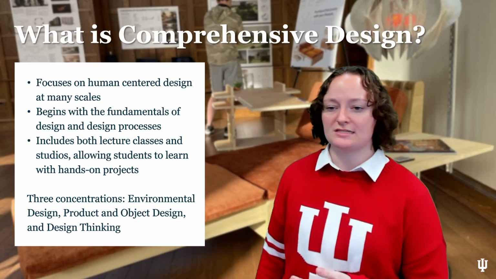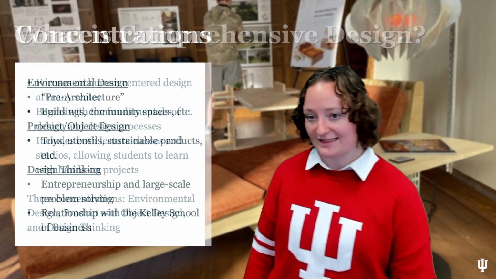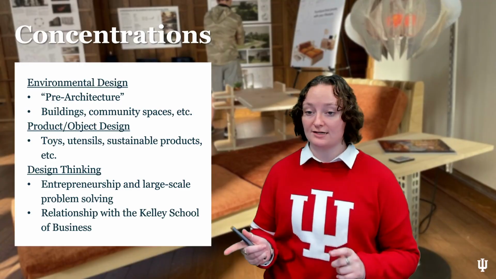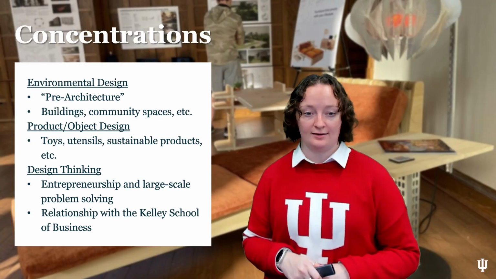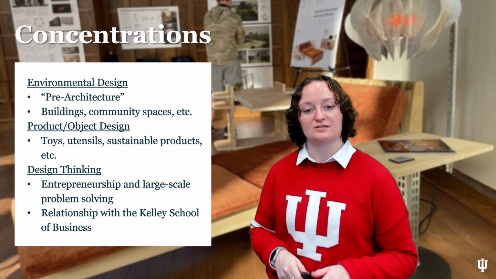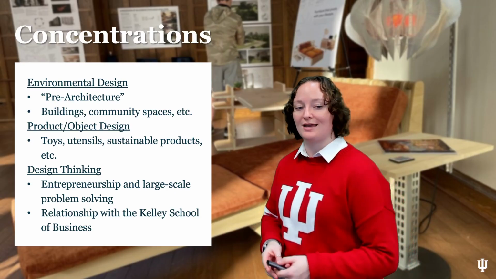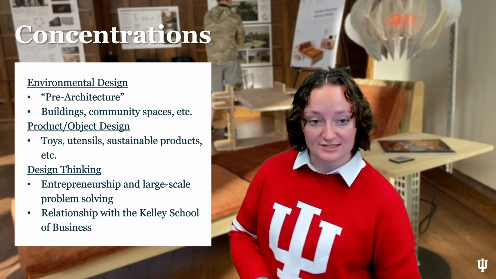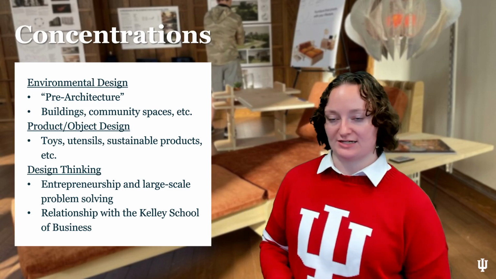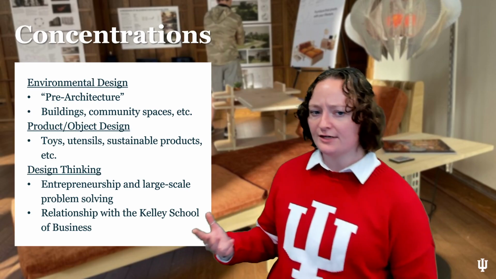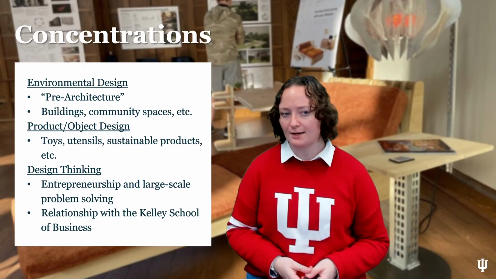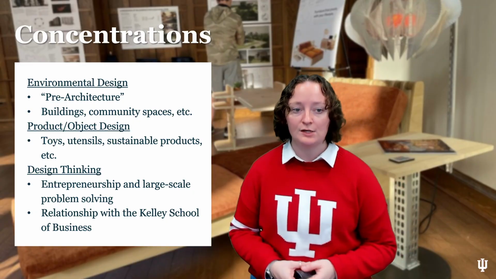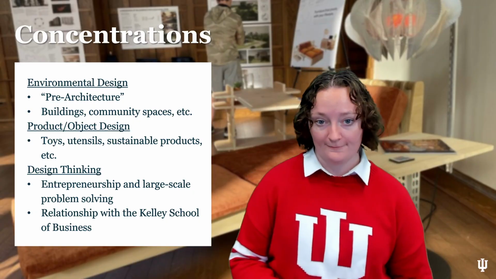So, what are these concentrations? What's the difference between them? Environmental design is for students who are interested in going into architecture or large scale design. This is also typically the track students follow if they are interested in continuing into a master's program in architecture. Product and object design goes into everyday objects that people use. It could be thinking about the accessibility in makeup brushes, toys to keep children entertained while their parents work at home, or even sustainable athletic wear.